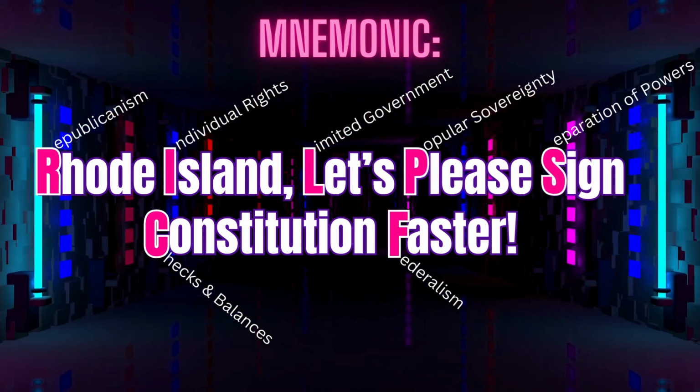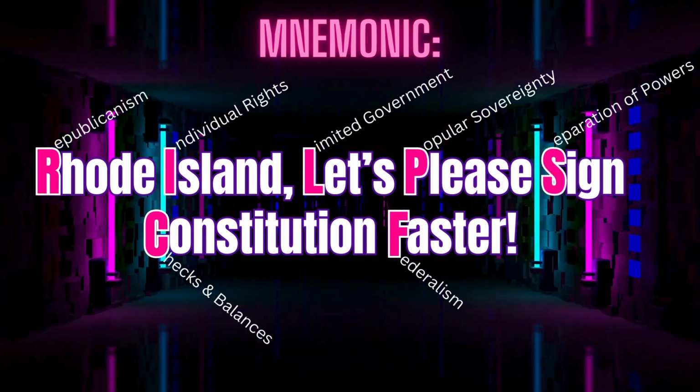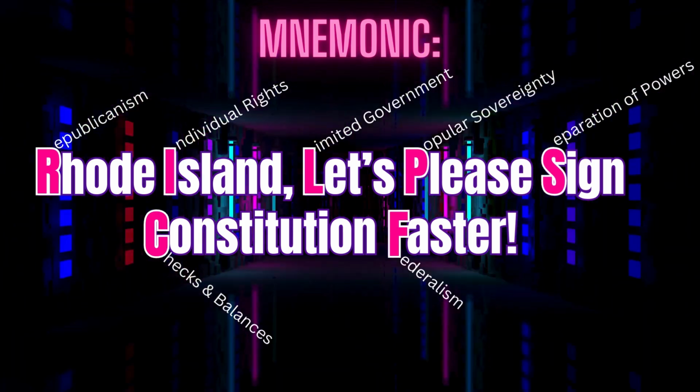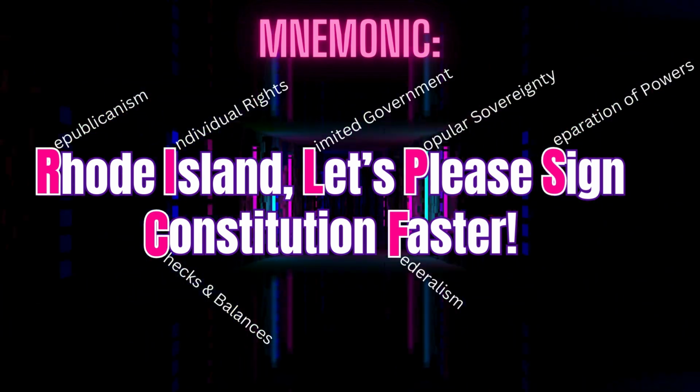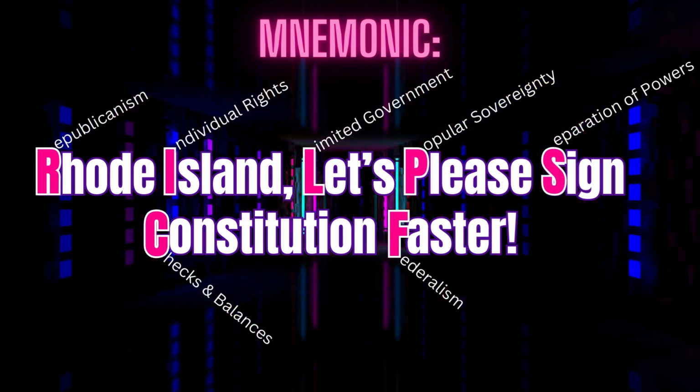R stands for republicanism. I, individual rights. L, limited government. P, popular sovereignty. S, separation of powers. C, checks and balances. And F stands for federalism.